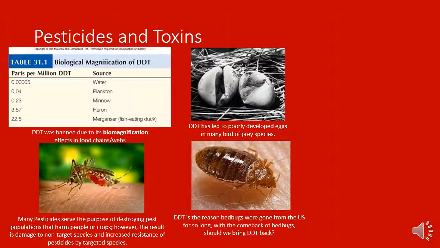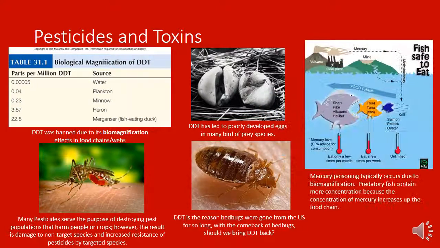Well, we don't have to use DDT to kill bed bugs. We can kill bed bugs with heat. So if we enclose the house and heat it up to about 135 degrees, it kills all the bed bugs. And so there are other ways of dealing with it, so we don't have to bring back these really potent toxins.